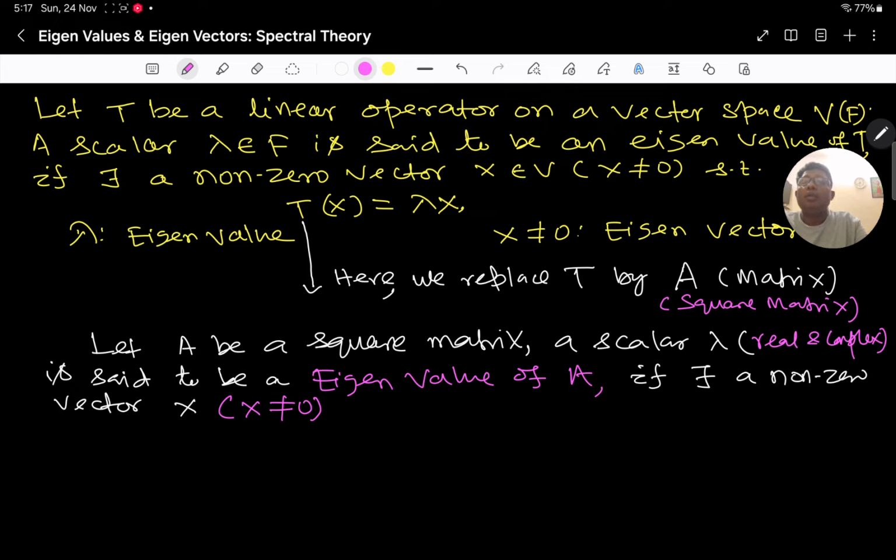Hello everyone. In this lecture, we will discuss the eigenvalues and eigenvectors of a matrix, what is called the spectral theory or eigenvalue problem. As far as the application of eigenvalues and eigenvectors, or the spectral theory, is concerned, it is one of the most important aspects in linear algebra.